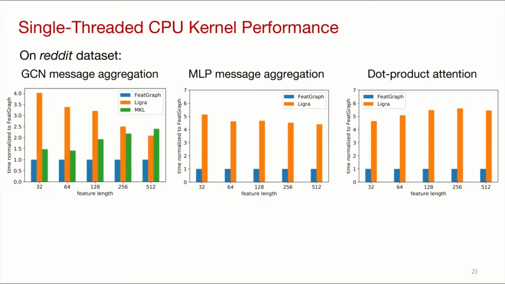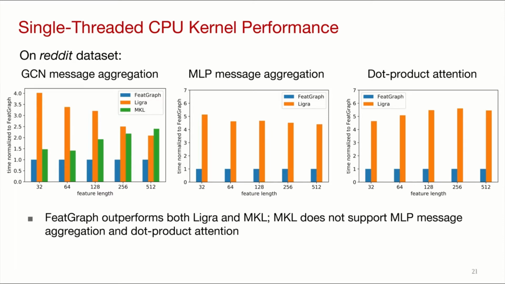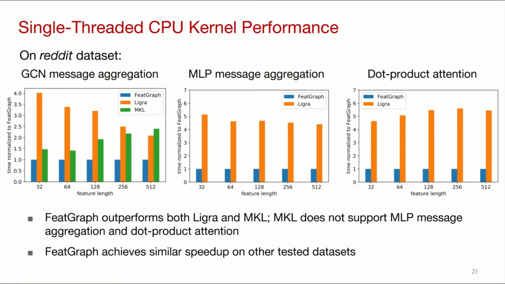This slide shows the single-threaded CPU kernel performance on the Reddit dataset. For all the figures, the x-axis is the feature length, the y-axis is the execution time. Lower is better. As we can see, FeatGraph outperforms both Ligra and MKL. MKL doesn't support MLP message aggregation and dot product attention. FeatGraph achieves similar speedup on other tested datasets.